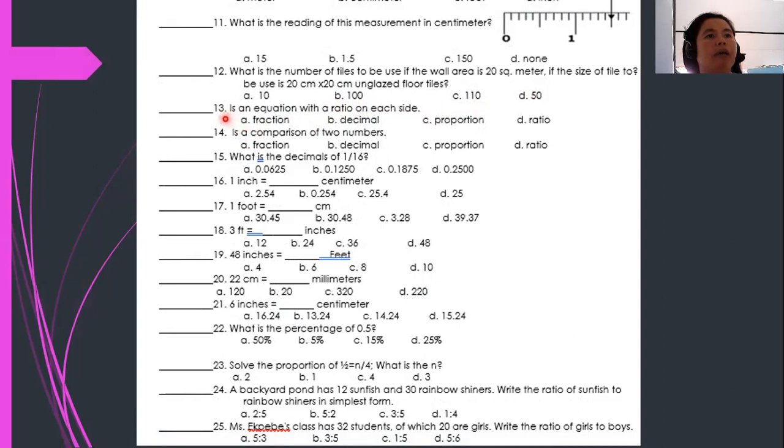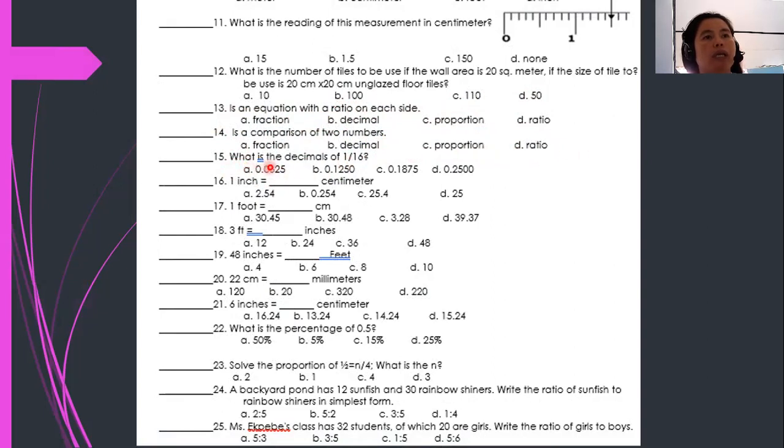Number 13 is an equation with a ratio on each side. A, fraction. B, decimal. C, proportion. D, ratio. 14 is a comparison of two numbers. A, fraction. B, decimal. C, proportion. D, ratio.